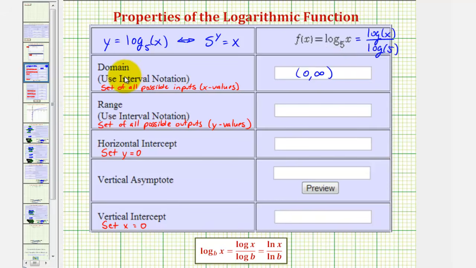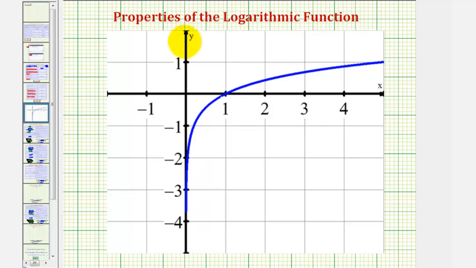If we look at the graph of our function, notice how it never equals 0 because we have a vertical asymptote here. Notice the x values are only to the right of x equals 0, verifying the domain is the open interval from 0 to infinity.